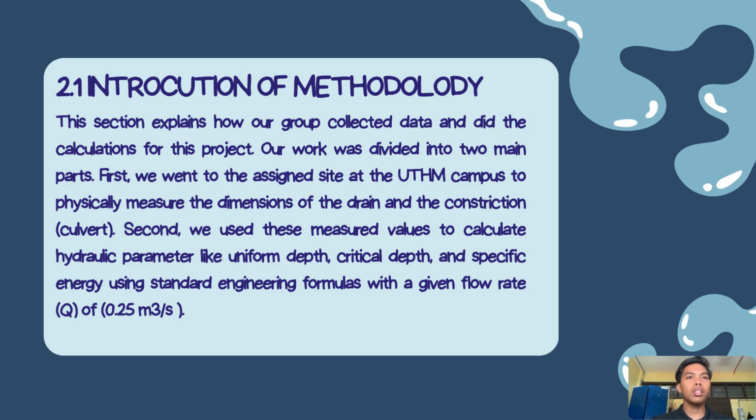Now, let us look at our methodology. Our work was divided into two main parts. First, we went to the UTHM campus site to physically measure the size of the drain and the narrow culvert section. Second, we used the measurements to calculate different water flow parameters like uniform depth, critical depth, and specific energy using standard formulas and a fixed flow rate.